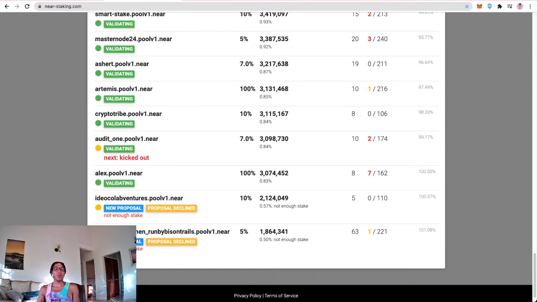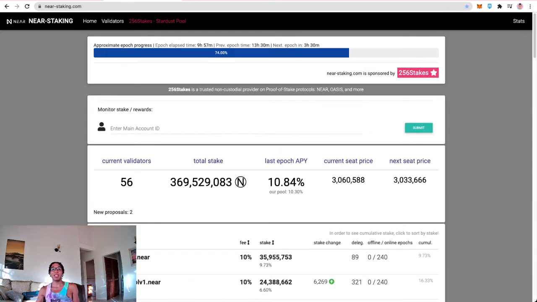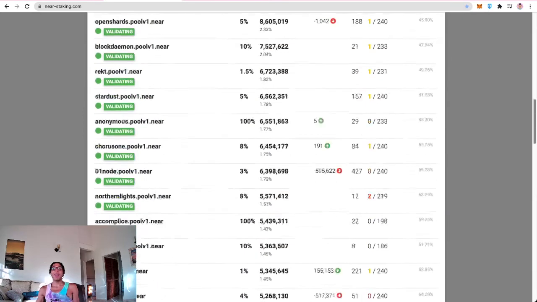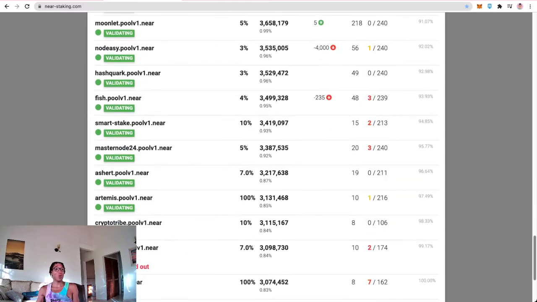So this is where I used to stake. Invest in Women, run by Bison Trails. But you can see not enough stake. Because they didn't have enough stake for that seat price, like we showed above, it takes 3 million NEAR to keep your spot. They got kicked out of the network. They can no longer earn rewards.